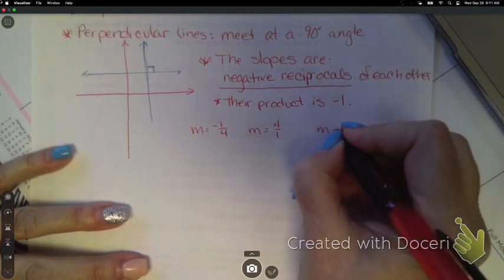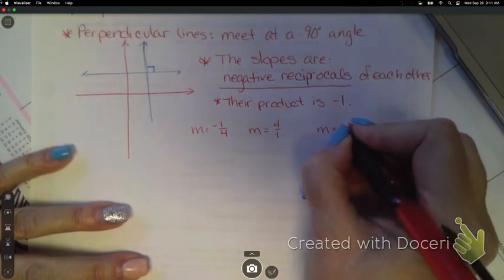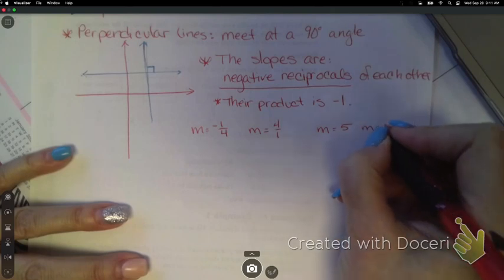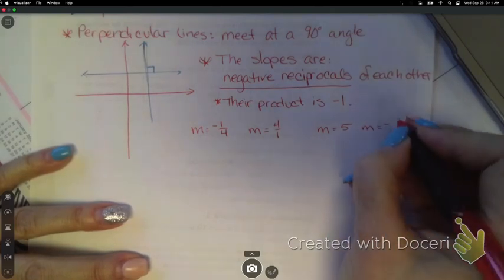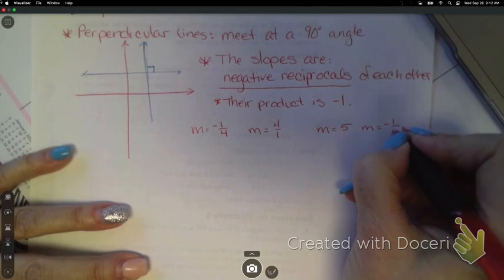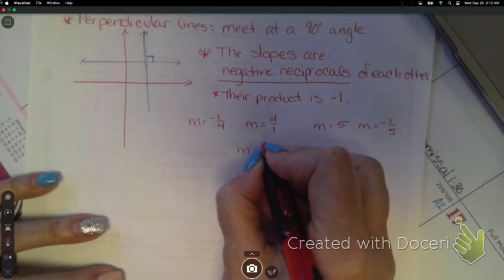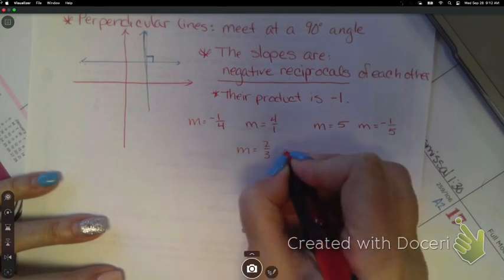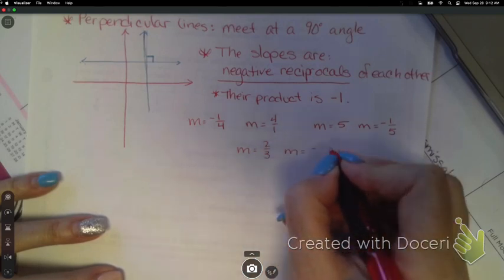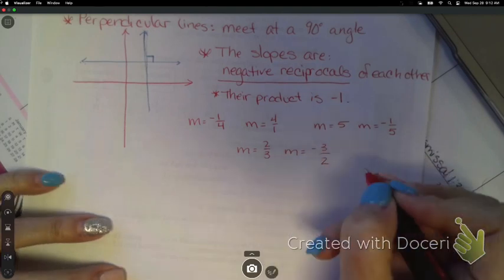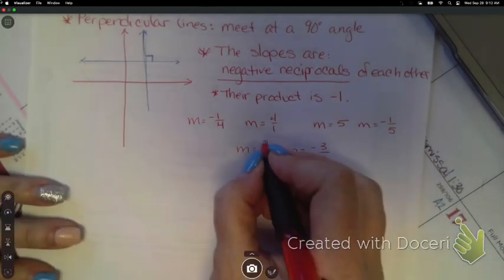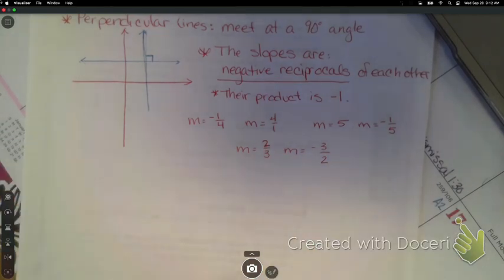One slope is 5. The other one is negative 1 over 5. Now, I didn't give you an easy one like one slope is 2/3, the other slope is negative 3 over 2. Okay? When they're both proper fractions, not whole numbers, it's easy to just reciprocate them. When it's a whole number, we have to think a little bit about reciprocating them. Okay?